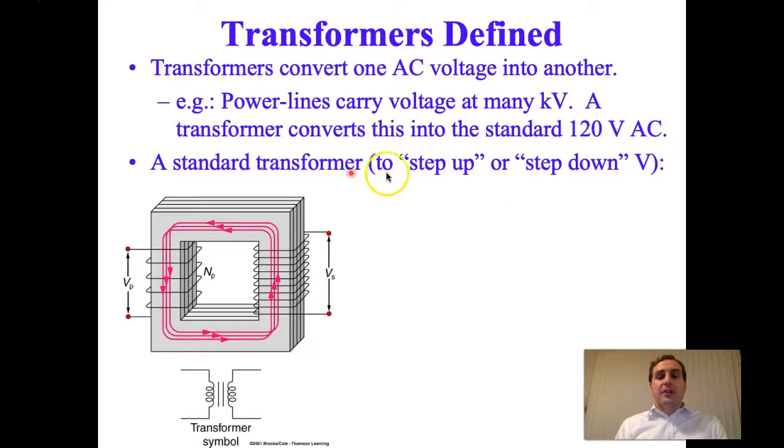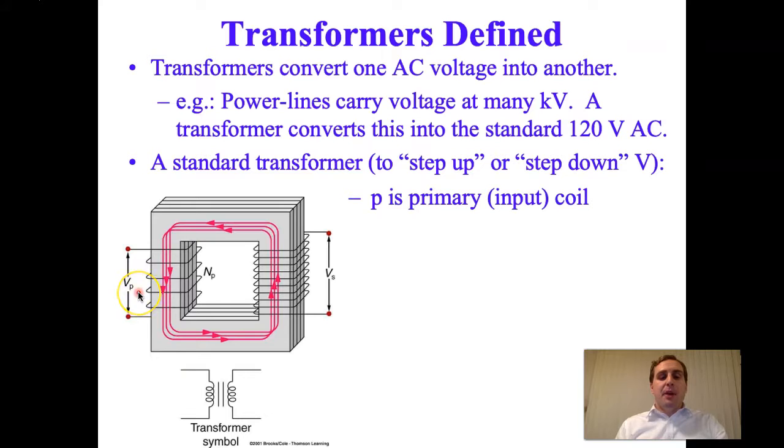A standard transformer is going to either step up or step down the voltage. A step-up transformer goes from a smaller voltage to a higher voltage. A step-down transformer goes from higher to lower voltage. This particular example is a step-up transformer because we go from a smaller number of turns and a smaller voltage to a higher number of turns and a higher voltage. By the way, this is what the transformer symbol often looks like. I'm not really going to expect you to know that for the sake of this class.